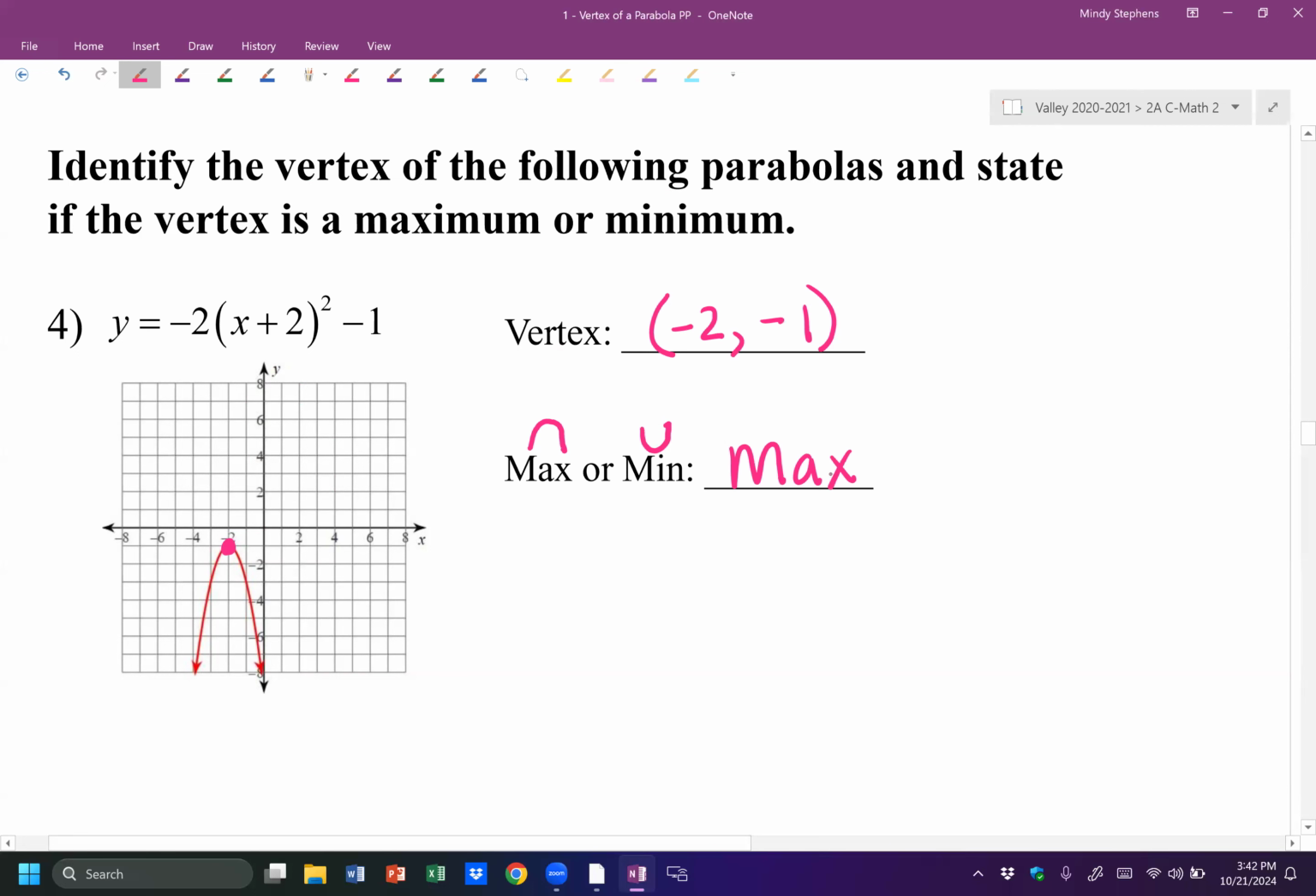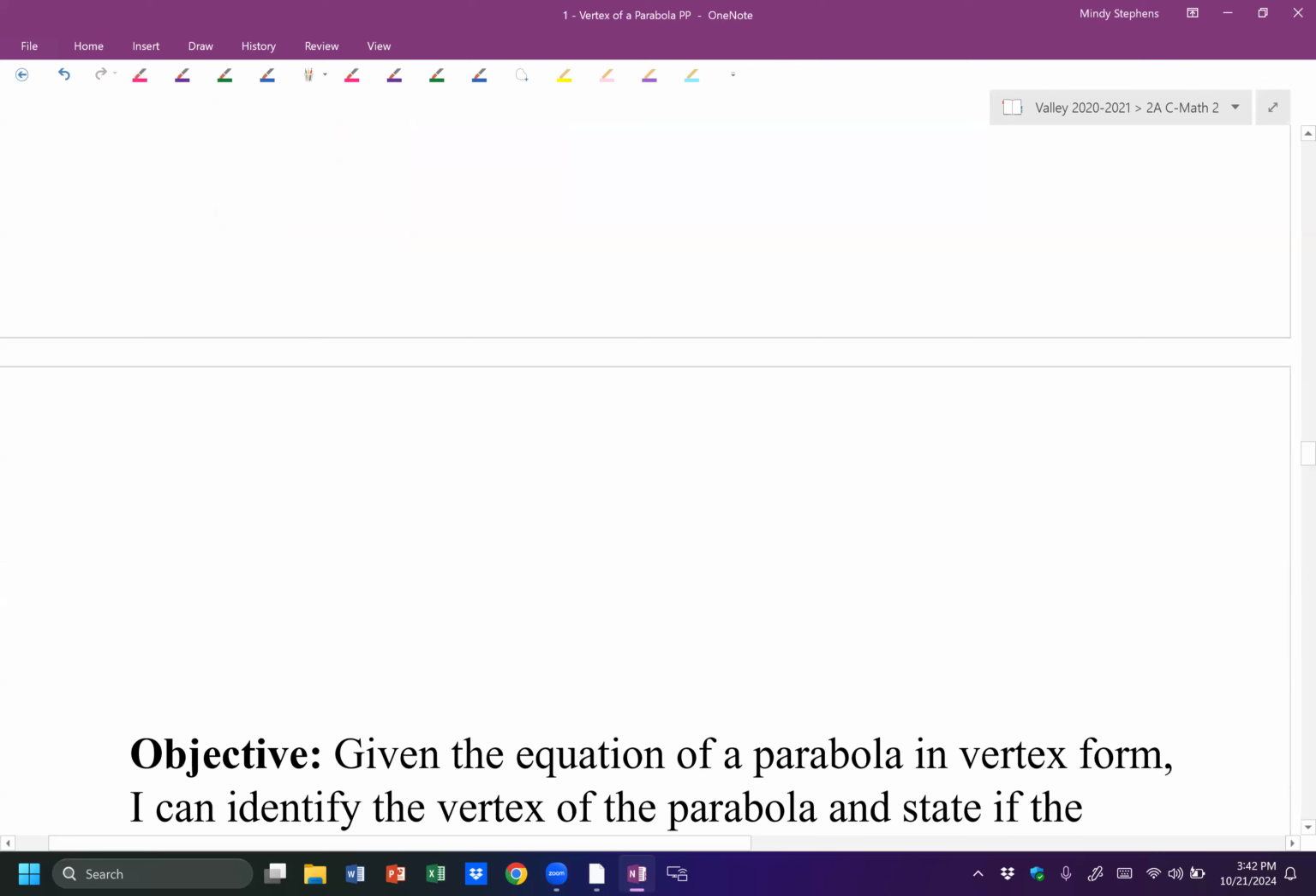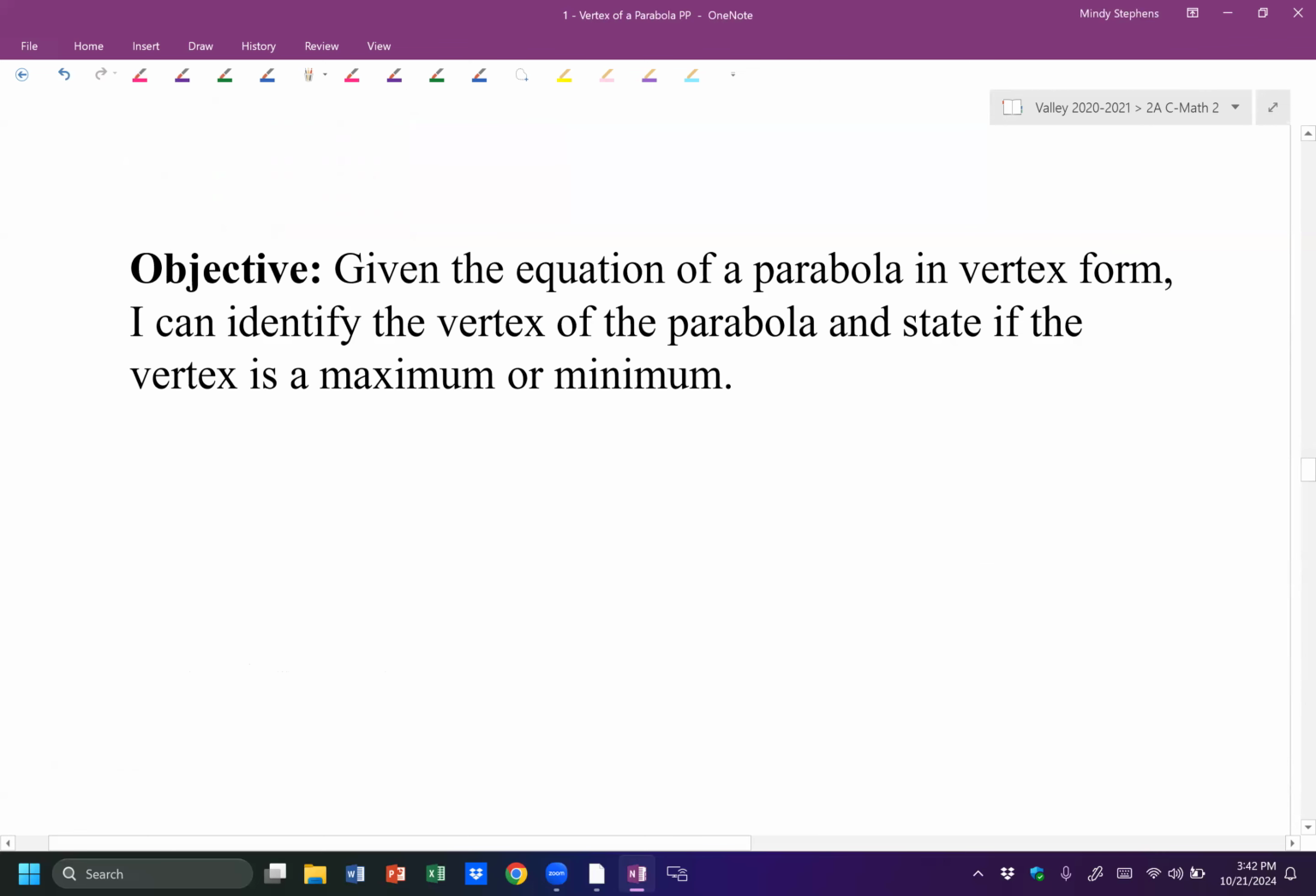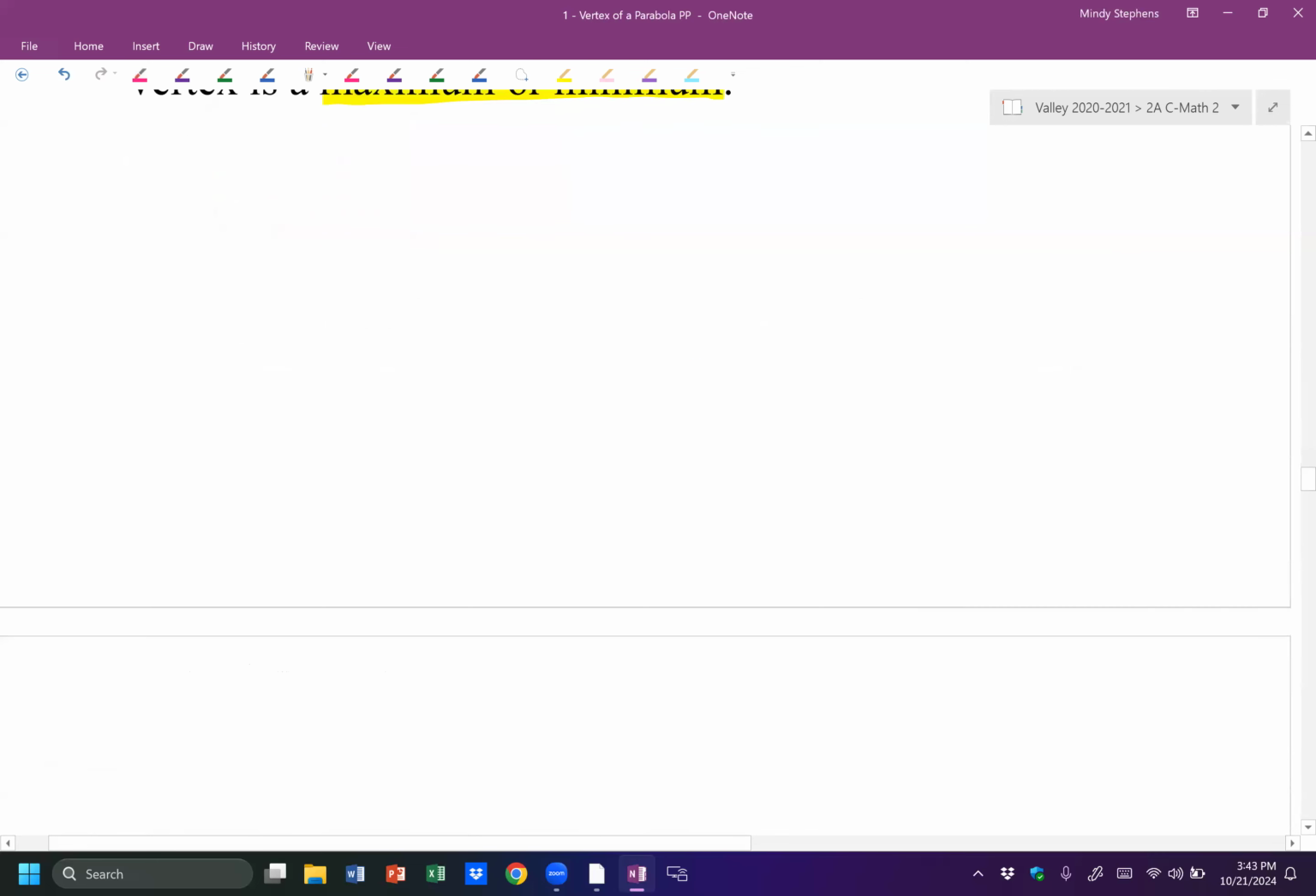Okay, so that is what you do if you are given the graph of the parabola. The next side, so go ahead and flip your paper over. We're going to be given the equation of a parabola, and we still want to find the vertex and if it's a maximum or minimum. So we're finding the same things, but we're going to use the equation this time.